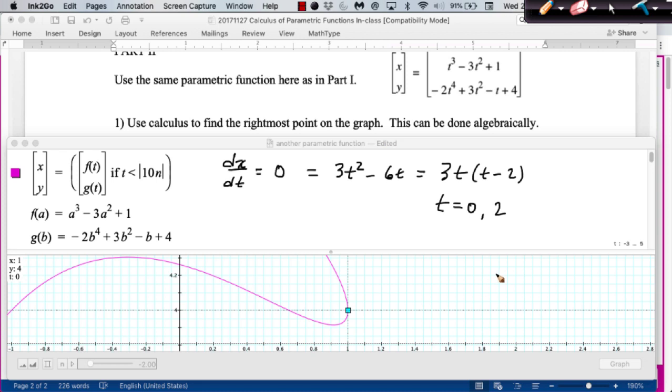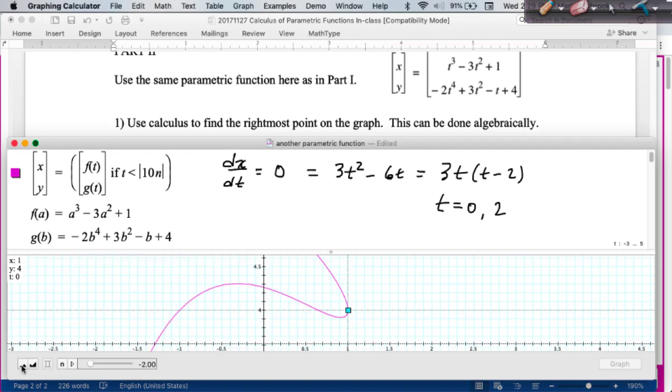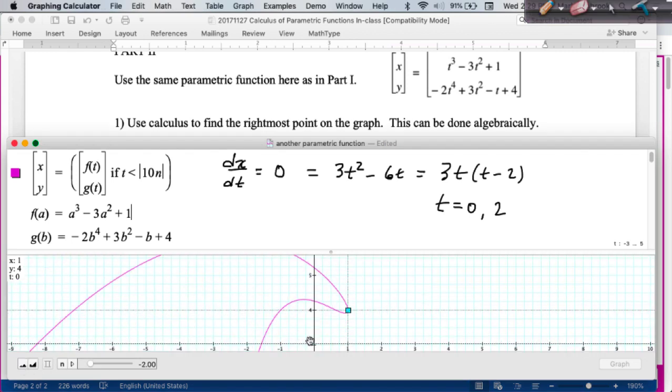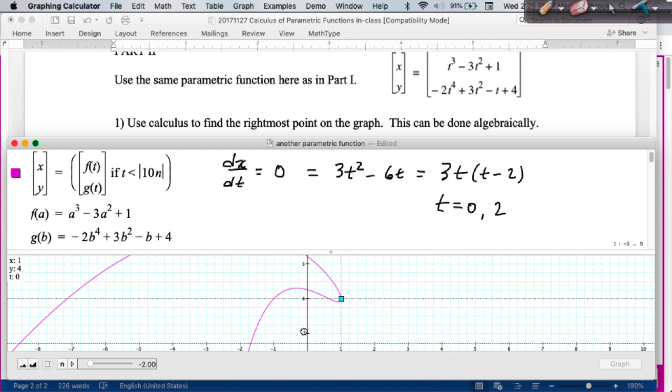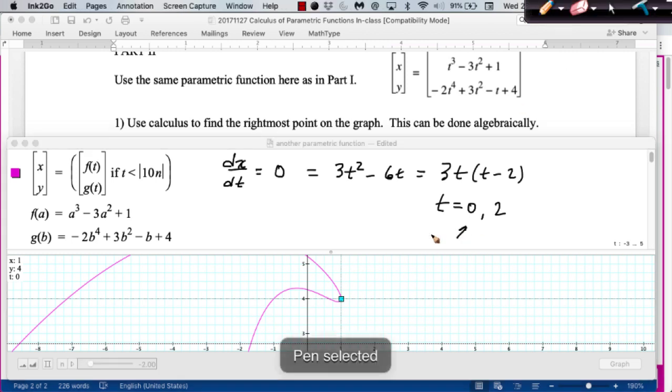Yeah, so since we have the graph already, we can see that it's at this point (1, 4). So we can plug in t and confirm which one gives us the point (1, 4), and that is t equals 0. So when t equals 0, we get the point (1, 4), and that's the rightmost point. It's for just a moment there, it's all vertical, right? We're just at t equals 0.